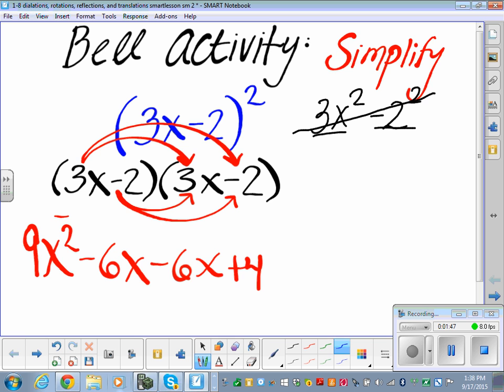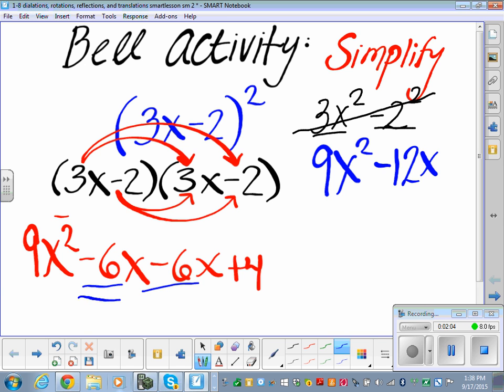Okay, let's combine all like terms. We have a 9x squared, no other x squareds, and then I have negative 6x plus negative 6x is how many x's do we have? Negative 12x's, good. Does everybody understand how negative 6x plus negative 6 more x's is negative 12x's? Yes. Okay, and then we have our plus 4.